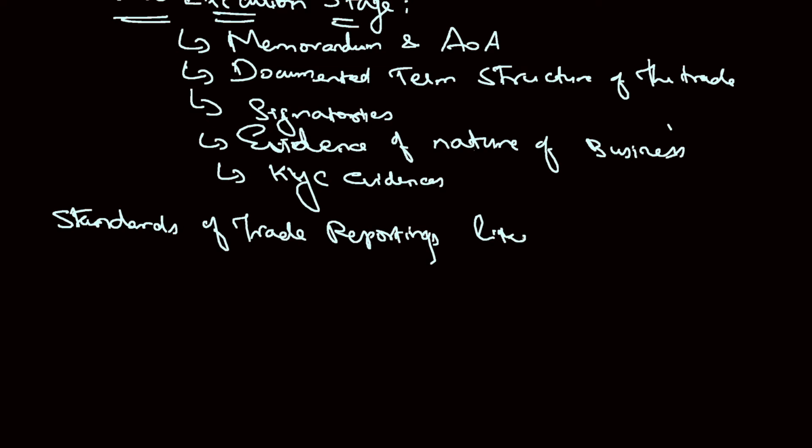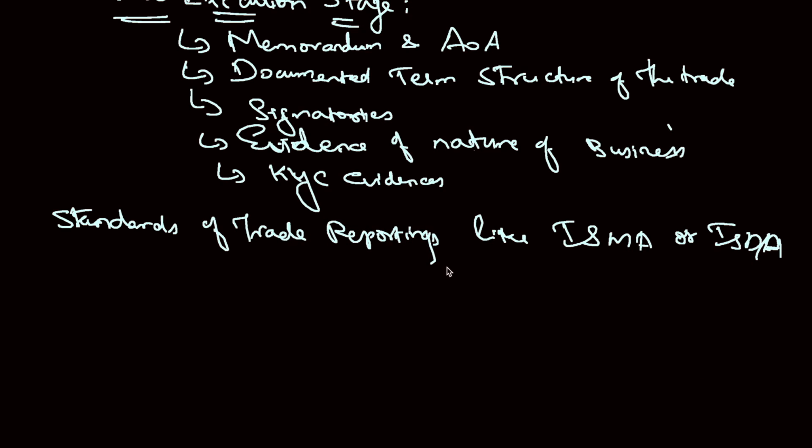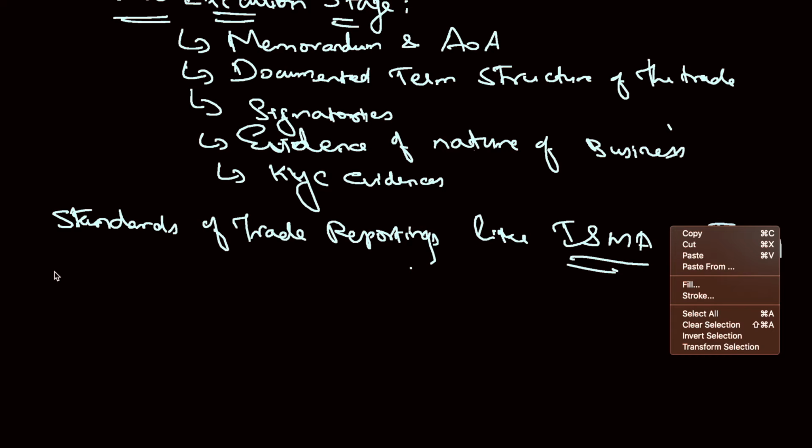like ISMA, International Securities Markets Association, or ISDA. This is for swaps, International Swaps and Derivatives Association. So this will have the package, ready-made stuff like what sort of do's and don'ts of an OTC trade. All will be mentioned in such reporting standards. These agreements will have the list of checklists to be done while performing OTC trades. Nowadays they are standardizing, to the extent possible.